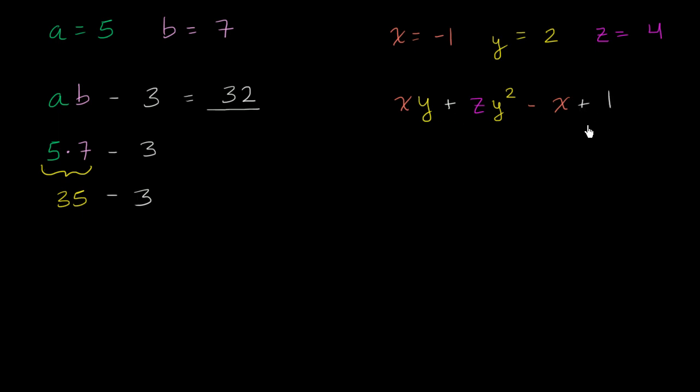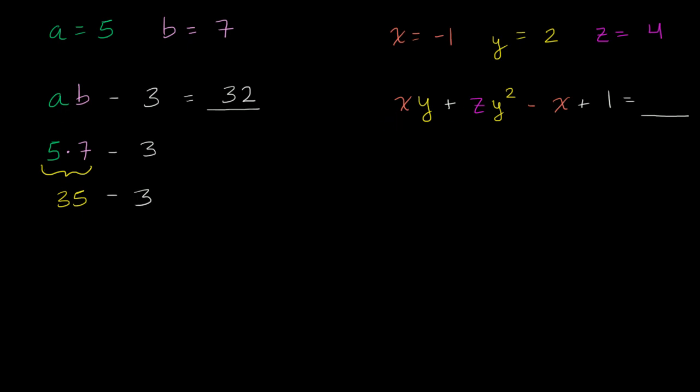A little bit more complicated, but I think you can figure it out. What is going to be the value of this expression? This is going to be equal to what? Well, once again, everywhere we see an x, replace it with -1. Everywhere we see a y, replace it with 2. Everywhere we see a z, replace it with 4.